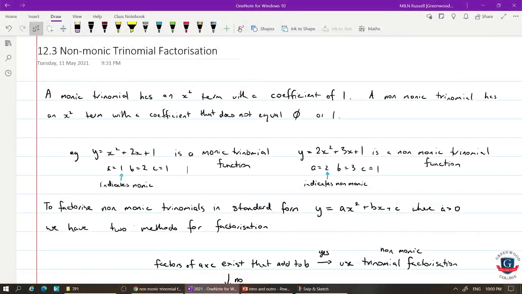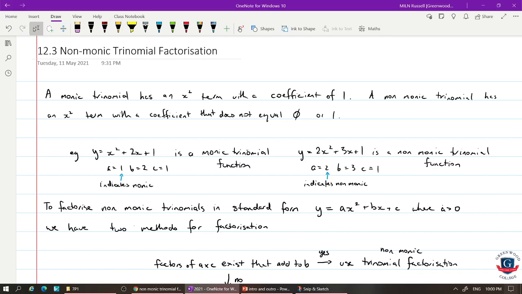Hi everyone, we're going to have a quick look at how to use non-monic trinomial factorization for expressions or functions where a times c has factors that can add to b. So let's go through some definitions and then we'll give it a go.